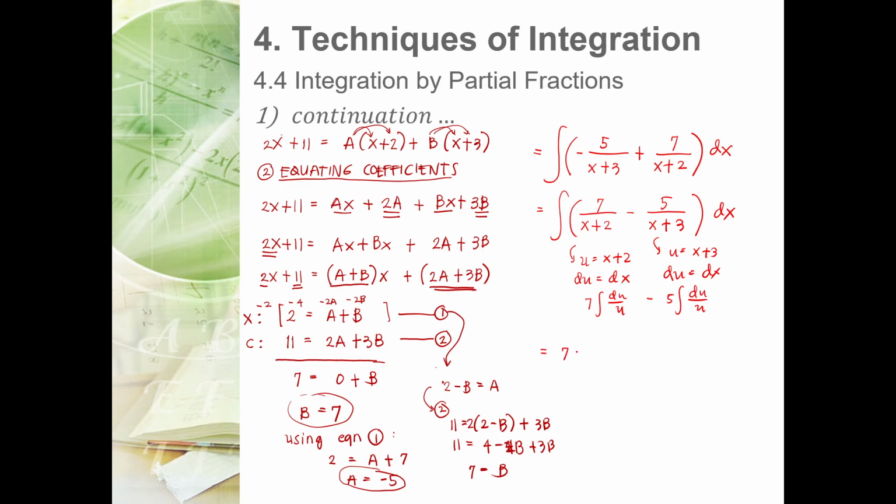So you have 7 ln of x plus 2 minus 5 ln of x plus 3 plus c. So this is the final answer. So as you notice, the integration part is super simple, but getting the corresponding partial fraction is a long process, diba?